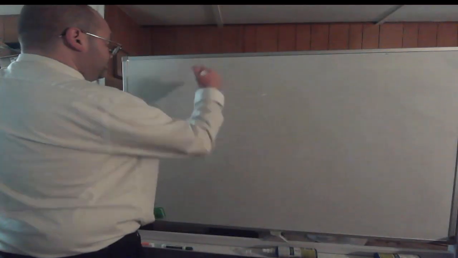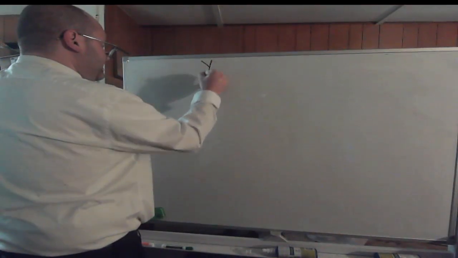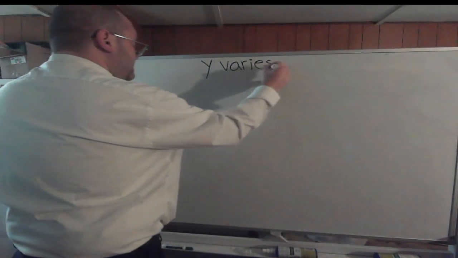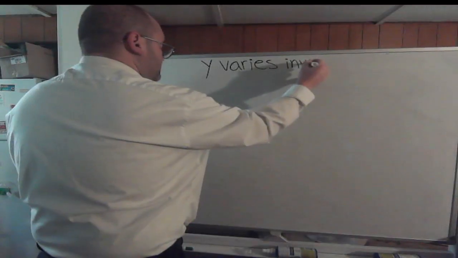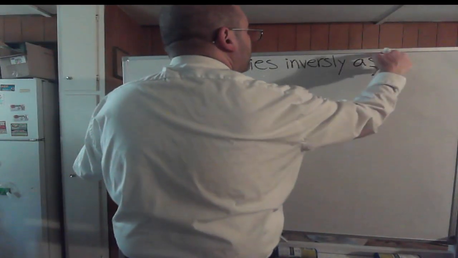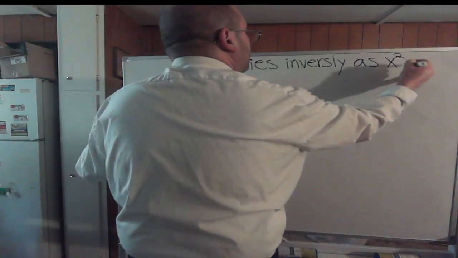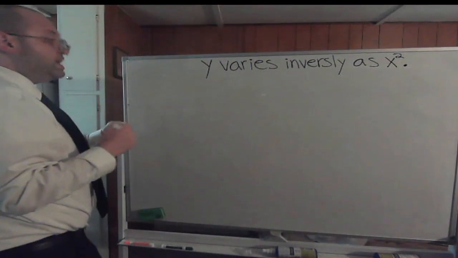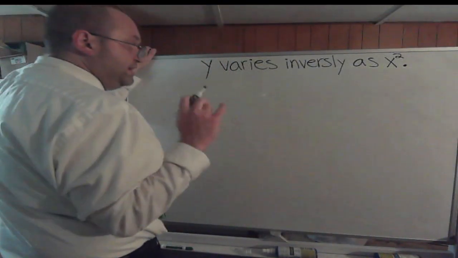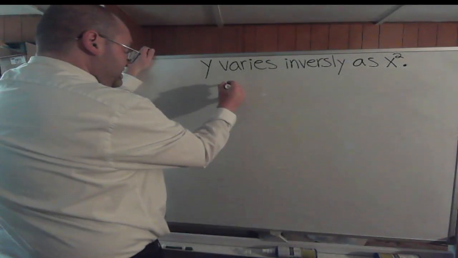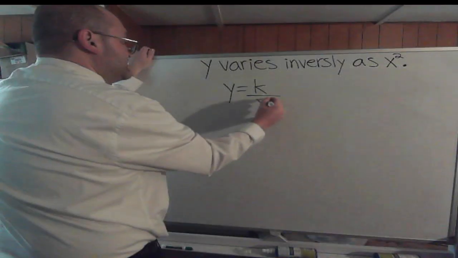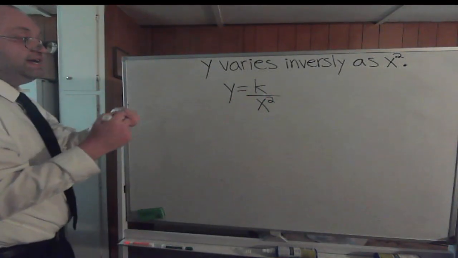Let's set up a sample here. Y varies inversely as x squared. So this time we have y varies inversely as x squared. Well, if we recall from inverse variation in yesterday's lesson, that's just going to mean y equals k over x squared this time. Instead of k over x, it'll be k over x squared.